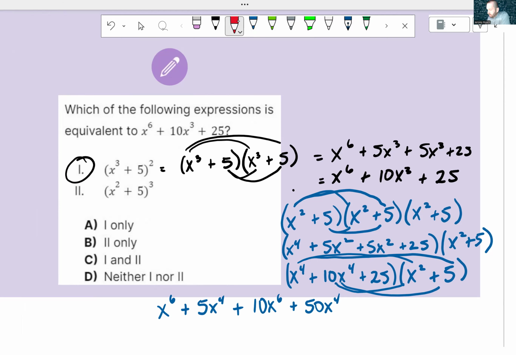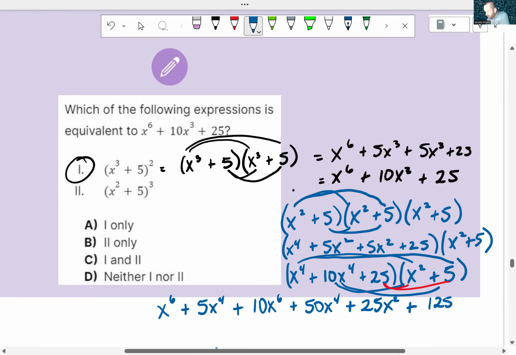And then the very last one I'm going to do in red because there's a lot of stuff on here. So those two are the last ones. I'll just keep writing it in blue here. So plus 25x squared, plus 25 times 5 is 125. Okay, now we got to combine all these like terms. It looks like we're not going to get this, because we've got x to the 4ths, and that's not in here. So there's no way that that's it.